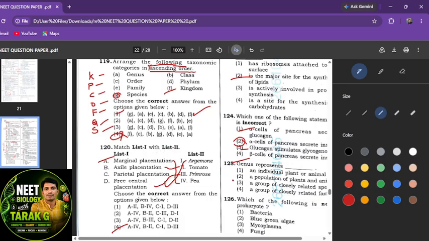Genus represents a group of closely related species. This is very easy. The third option is the answer. 125.